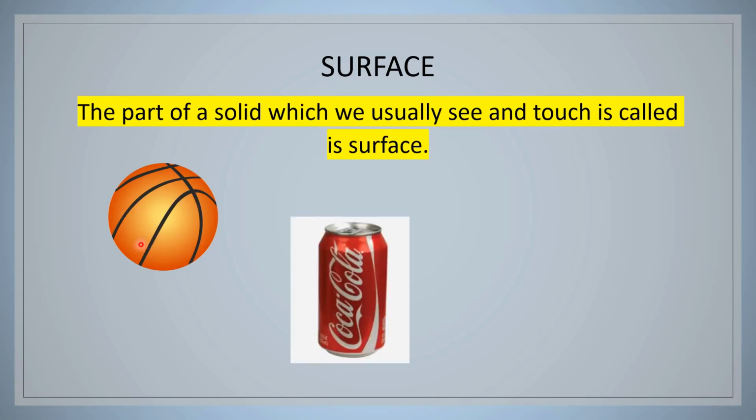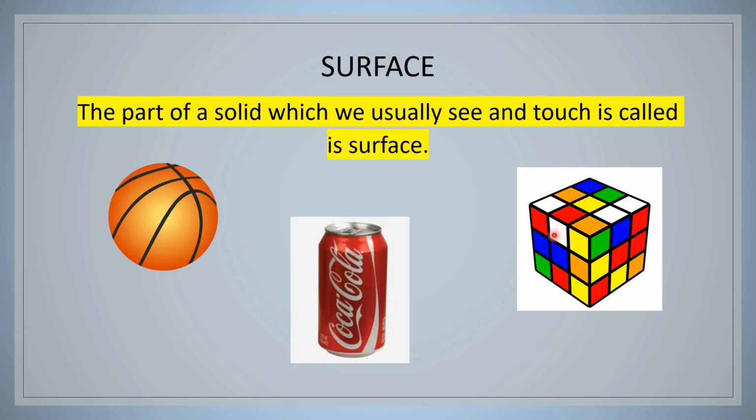Let's see the next example. This is a tin. It's a Coca-Cola tin. Now when we hold this tin, the part that we hold and which we can see and touch is again known as the surface. That means this red color part along with the silver color top of it is known as a surface. That means we can see and we can touch it. So therefore it is a surface.